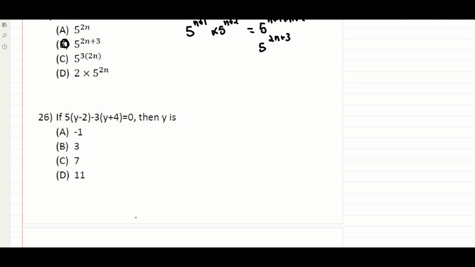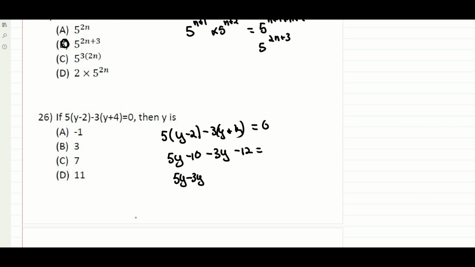Let's just do it to make sure. That's 5 by y minus 2 minus 3y plus 4 is equal to 5y minus 10 minus 3y minus 12, and the answer is 11. So that's 5y minus 3y minus 10 minus 12 is equal to 0. So that's 2y minus 22 is equal to 0. So 2y is equal to positive 22. So y would be 22 divided by 2, which is equal to 11. So the answer for this is D.